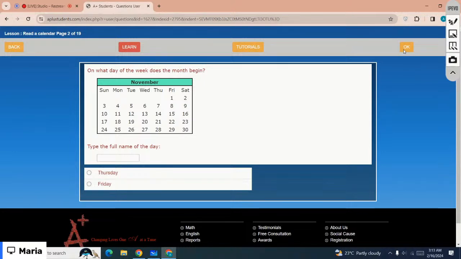On what day of the week does the month begin? The month begins on the first of every month, right? And you have to see what day it is on the first. So just find the first on the calendar and then look for the day. On the first there is Friday. The correct option is Friday. Got it? The correct option is Friday.